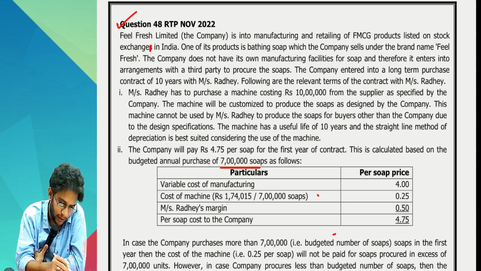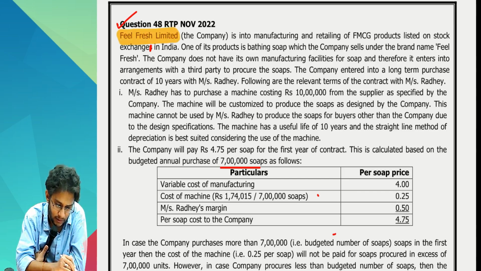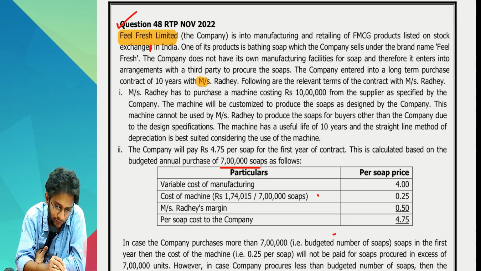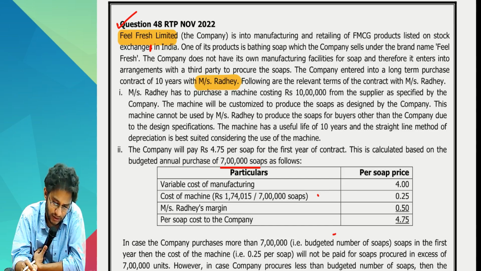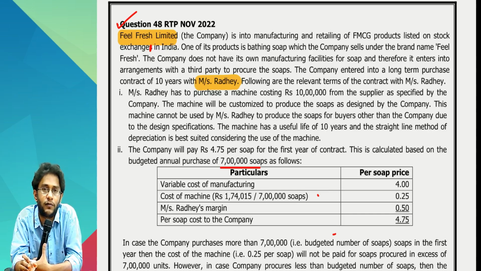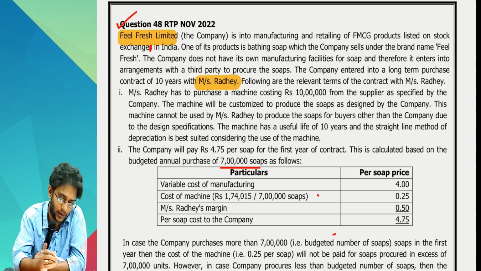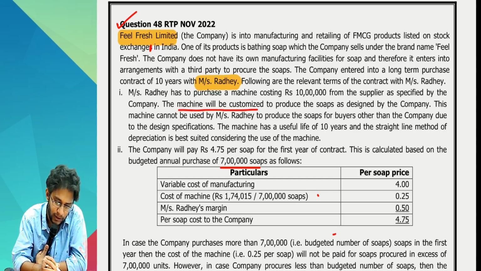Okay, so our company name is Feel Fresh Limited. Our company has no manufacturing facilities of its own, so it has entered into a contract with Messrs. Radhe. Radhe has to purchase a machine costing 10 lakh rupees from the supplier as specified by the company. So Radhe, whoever is the manufacturer of the soap, has to buy the machine from the supplier whom we identify. Feel Fresh will tell which machine Radhe has to buy, and the machine will be customized to produce the soaps as designed by the company. So the machine will be customized.